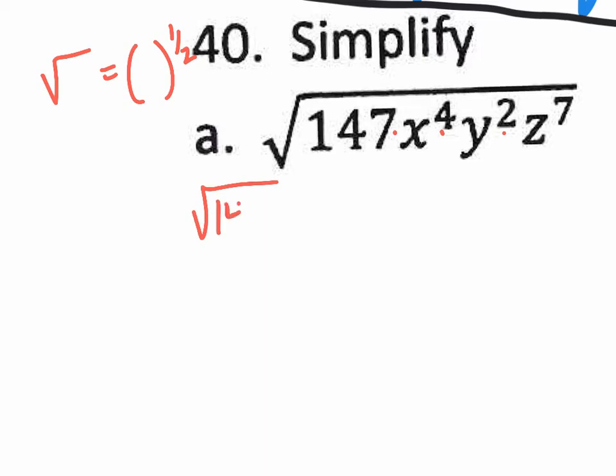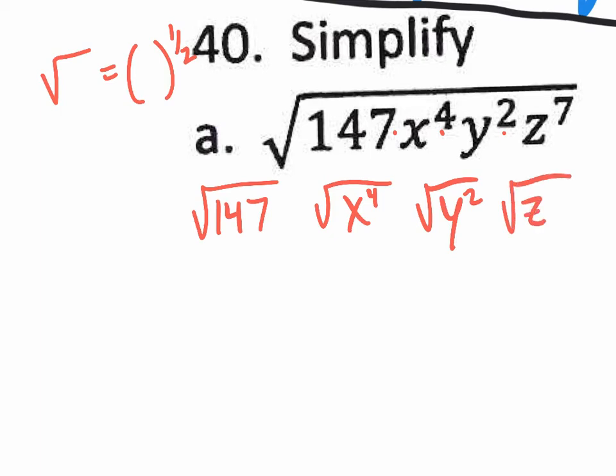You have the square root of 147, you have the square root of x to the 4th, you have the square root of y squared, you have the square root of z to the 7th. Now, let's simplify the square root of 147. And if you're confused about that, or if you're like, man, I don't know how to simplify the square root of 147, it's okay. You could use a calculator.